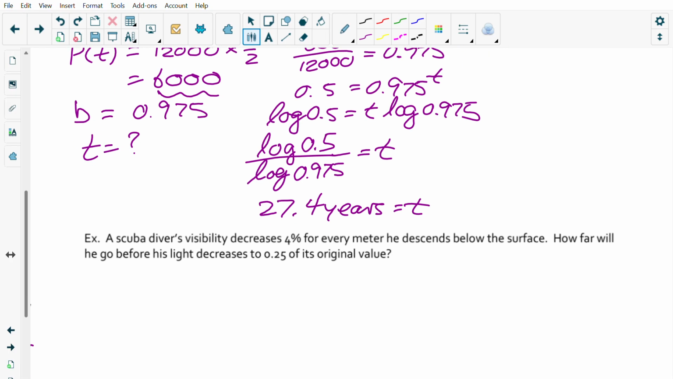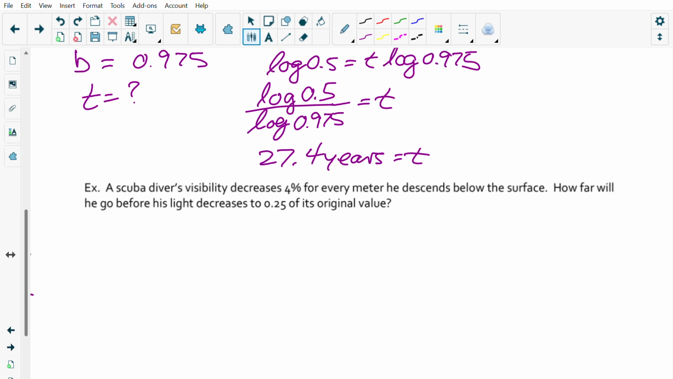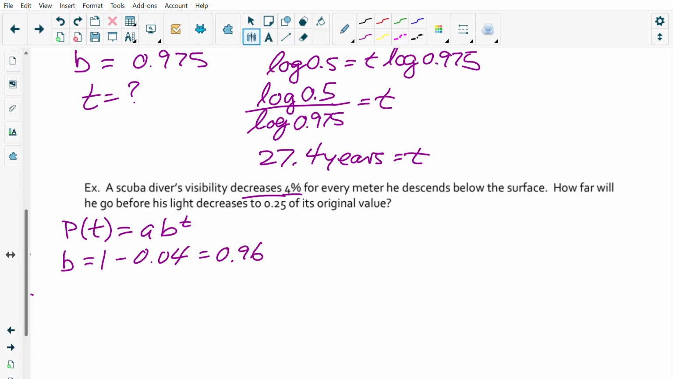Last example for this part of the exponential growth and decay: a scuba diver's visibility decreases 4% for every meter he descends below the surface. How far will he go before his light decreases to 0.25% of its original value? Okay, let's write our growth and decay formula right here. First, our decay factor. Well, it's decreasing. Visibility decreases by 4% for every meter of descent, so it's 0.96.